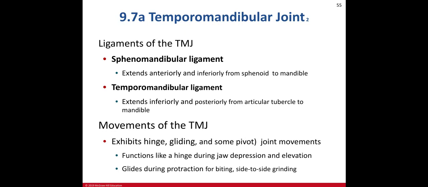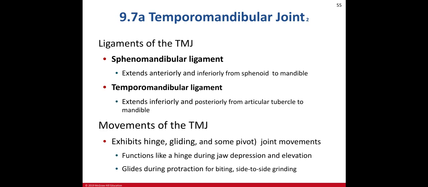What are the ligaments that we find here? You've got your sphenomandibular ligament that extends anteriorly and inferiorly from your sphenoid, a bone right in your skull, to your mandible. And you've got the temporomandibular ligament that goes from the tubercle to the mandible.